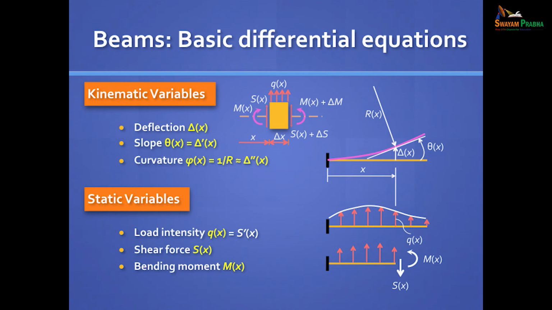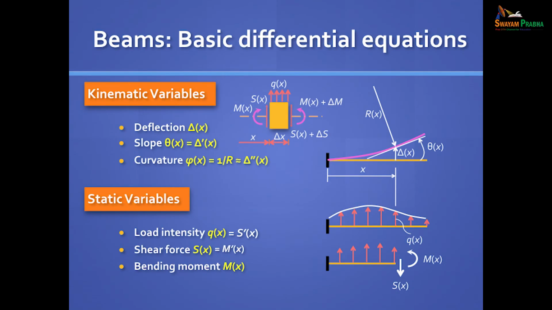Similarly, you can prove, by saying that this delta x is very small, that the shear force is the derivative of the moment. This brings a relationship between the static and kinematic variables. What's the relationship if it's due to elastic behavior? We already saw this. M by I is equal to E by R, which is E into phi.